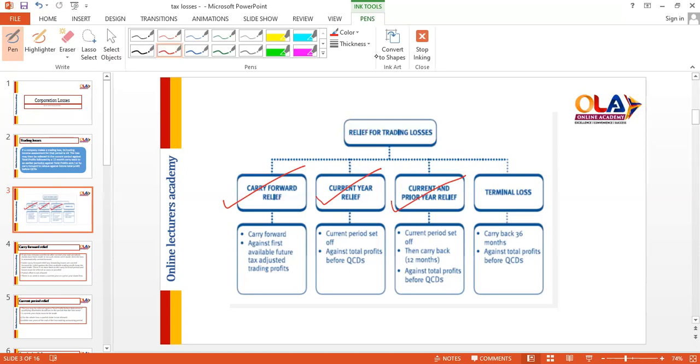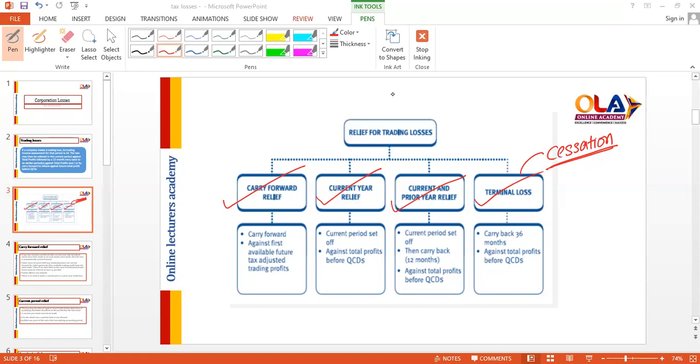And then in case of cessation of business, that is the last year of business, you can get a special treatment, that is terminal loss relief. So it means there are 4 options available. One is carry forward, other is current year, third one is the carry back method, and fourth one is a specific terminal loss relief.